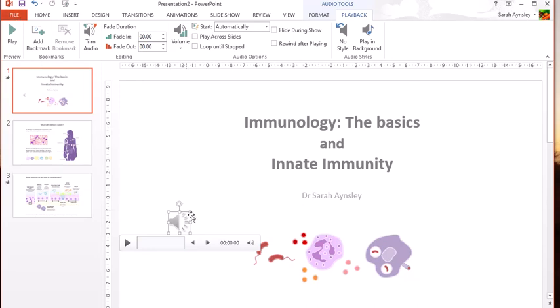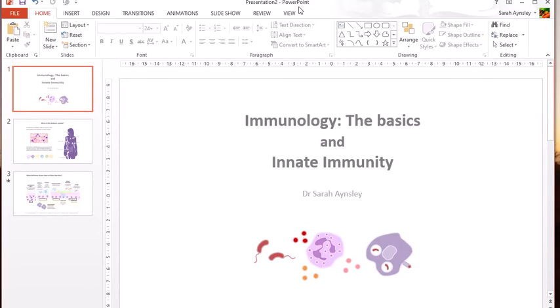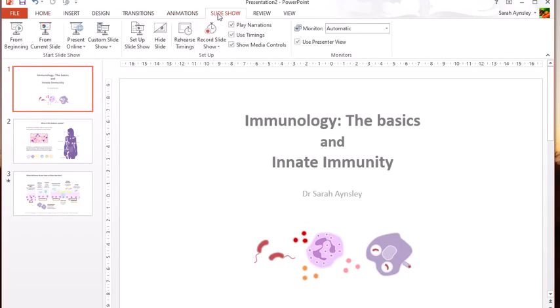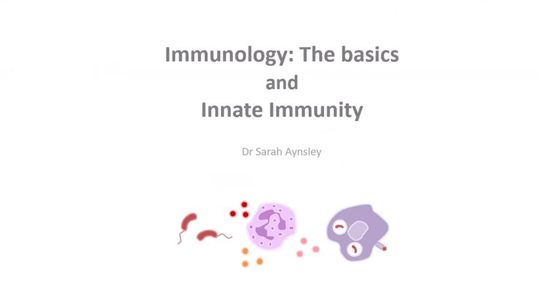Another way of doing it is that you can record your PowerPoint as if you were delivering your lecture. So if we get rid of that and we go back to our slides, if you click slideshow and then record slideshow, we can start recording this as if we were delivering a lecture. So click record and click slide and animation timings on, narrations and ink on, so you can have your laser pointer, and press start recording.